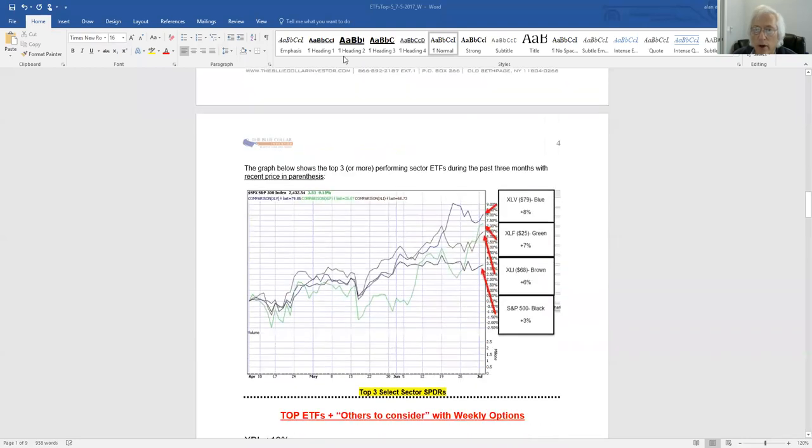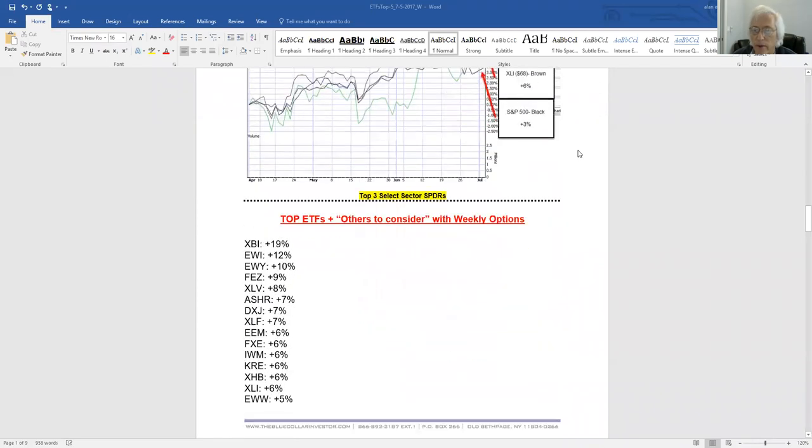Where we actually chart these top three select sector spiders. At the time, XLV was the top performer, up 8%, XLF 7%, XLI 6%. And you could see that we charted the S&P 500, which was up 3% at that particular point in time. So if you want to stay in the top third of the S&P 500, this is a good way to do it.